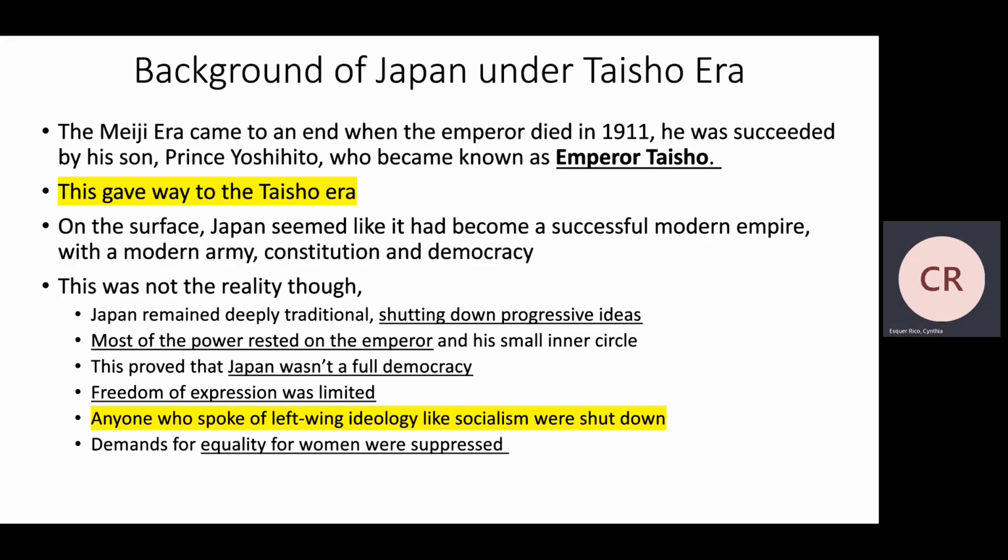So the Meiji era came to an end when the emperor died in 1911, and so his son comes in, and this prince takes up the name of Emperor Taisho, right? So they gave him this, and this is the start of the Taisho era.